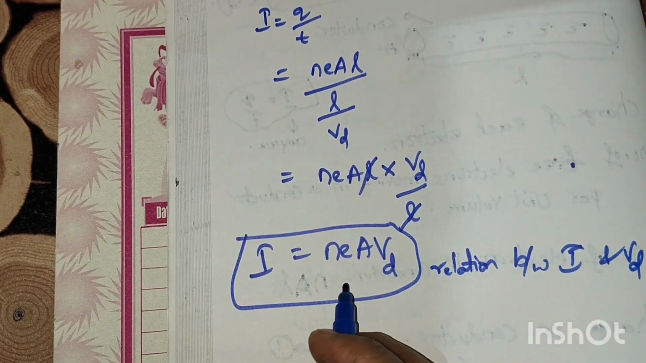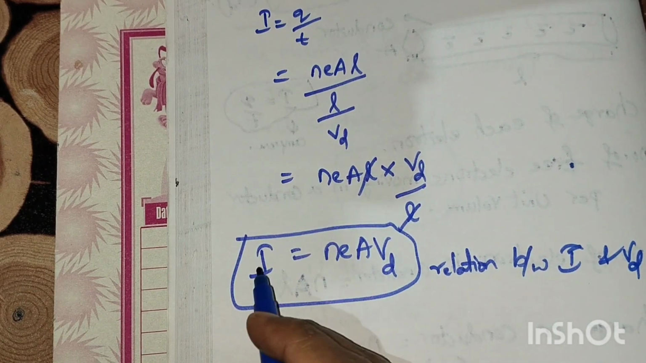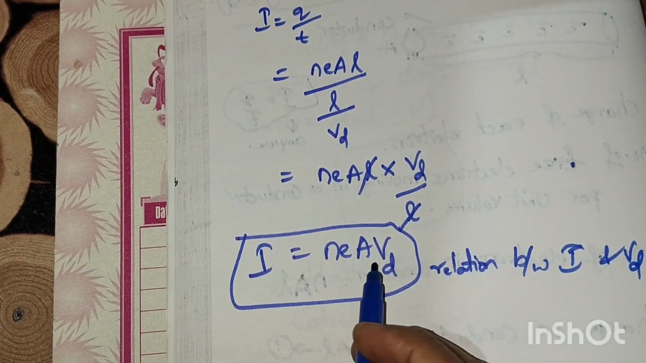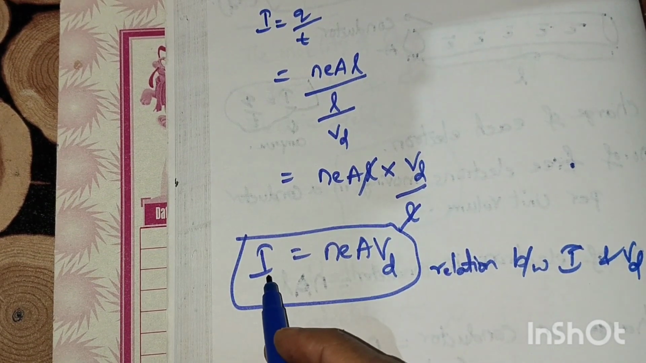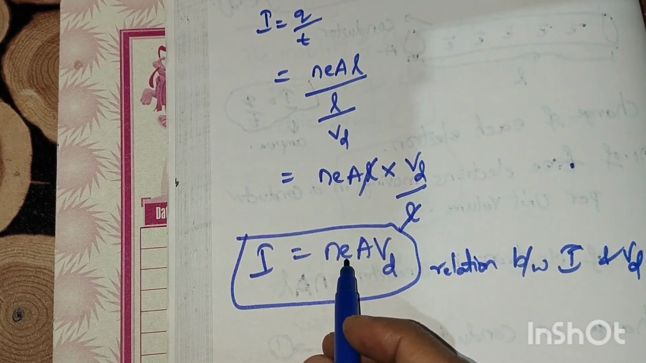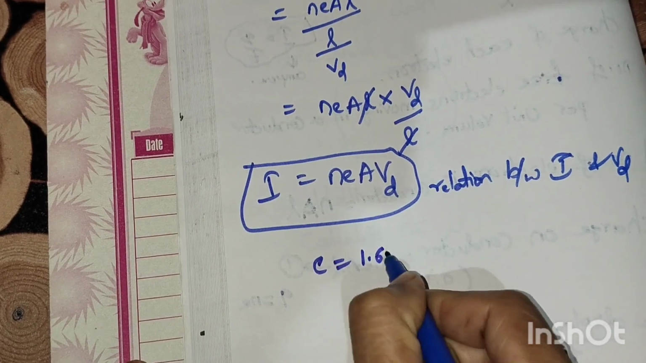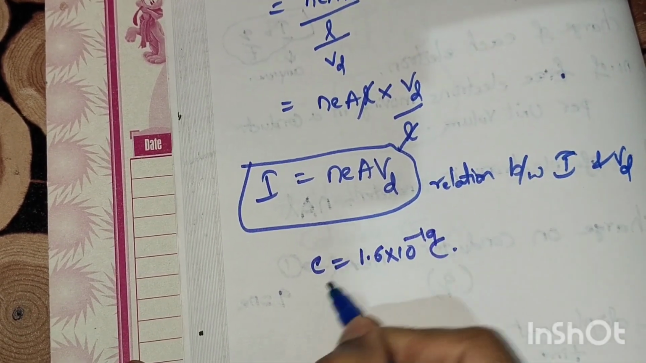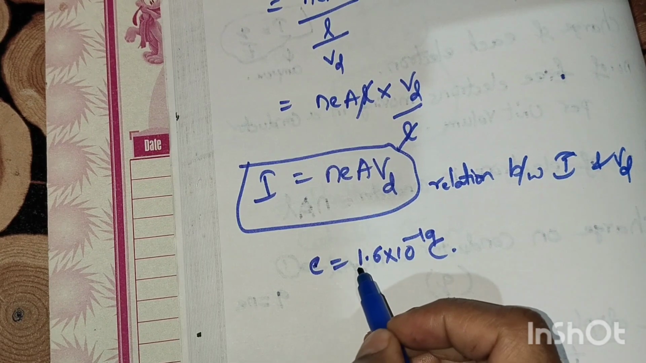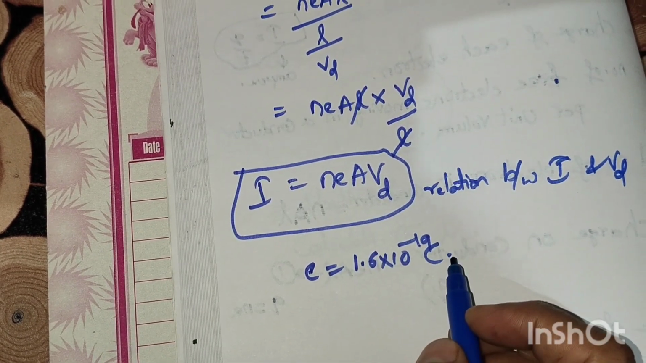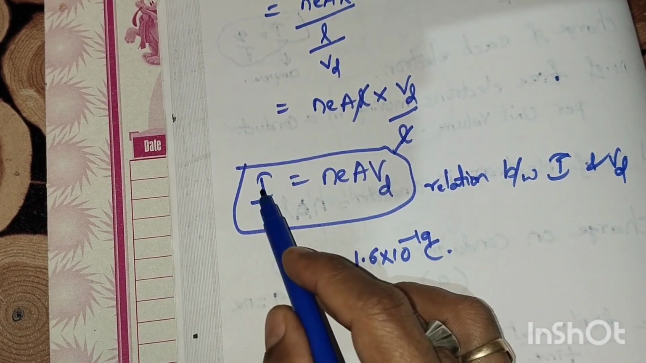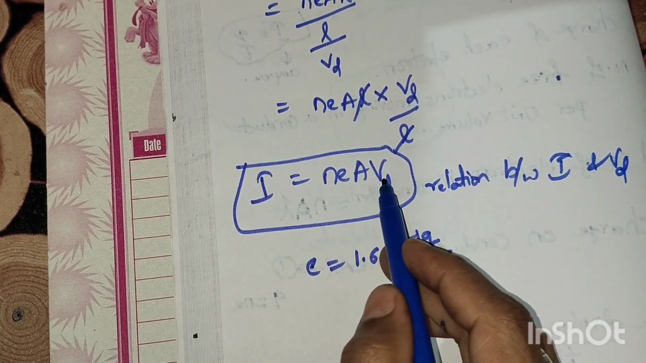In problems, they will give the current I, the number of electrons N and the area A, then ask you to find the drift velocity. By using the formula I equals NeA Vd, you can calculate the value of Vd. e is the charge of each electron, 1.6 into 10 power minus 19 coulomb. They won't mention the e value, so you have to take the value of e as 1.6 into 10 power minus 19 coulomb. Substitute I, N, A, e and you will get the value of Vd.